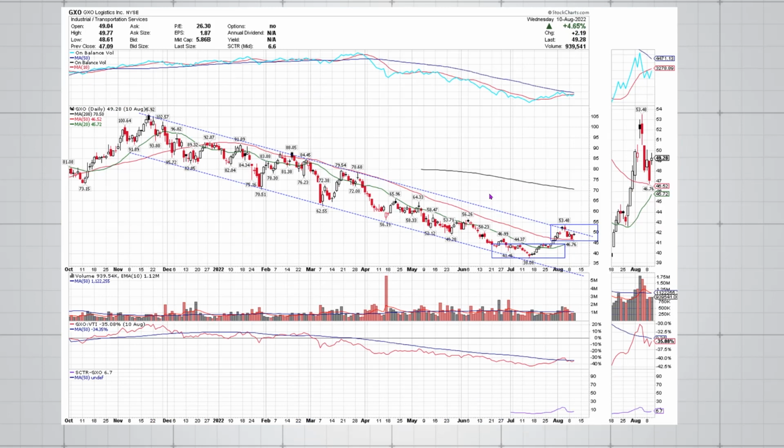GXO Logistics. Been keeping an eye on this one myself because this transportation area really beaten down, but GXO showing some spunk here. It's forming a little bit of a base down here in a descending channel. Came up, tested the upper channel line, and it's holding over its 50-period moving average with a rising 20-period average. So we can see that we came down significantly over 4 to 5 days, but we're holding the 50 now and hopefully moving back up.